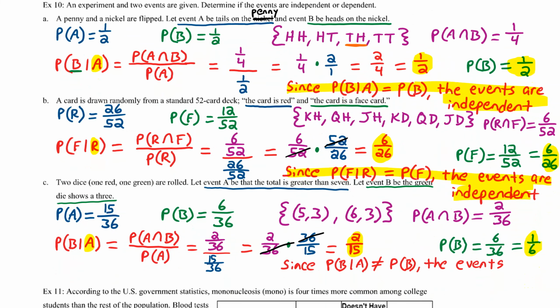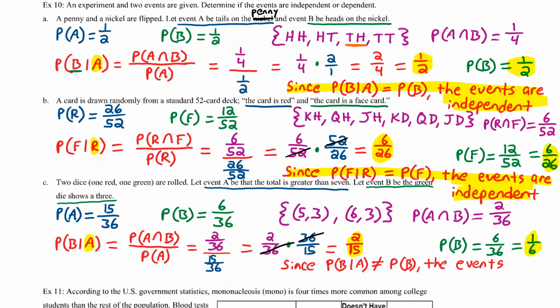So that takes us through instances with figuring out if two events are independent or dependent of each other. We have a few other types of problems in this section that we're going to look at. The next couple of examples are requiring us to look at our conditional probabilities, and so we're going to do that using our table. So according to the US government statistics, mono is 4 times more common for college students than the rest of the population.